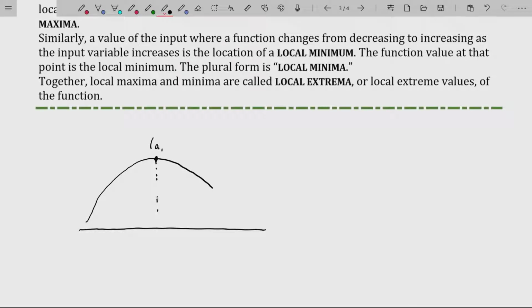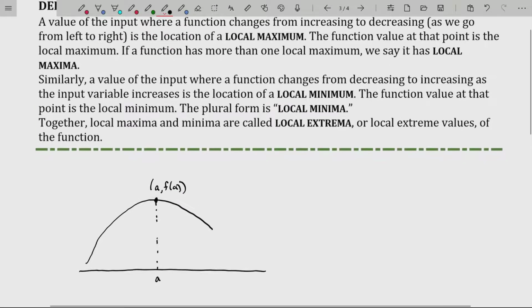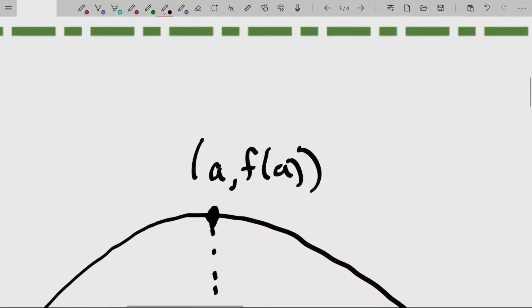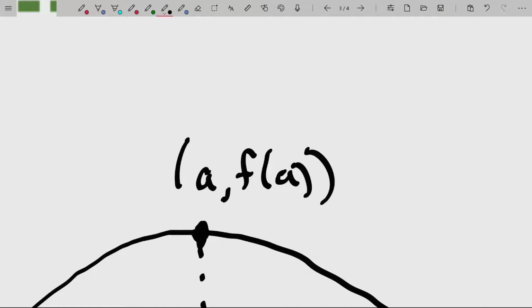Maybe it has an x value of a and a y value of f evaluated at a. And again, the x value is a. So, going back to the definition, a value of the input, or an x value, where the function changes from increasing to decreasing, as we go from left to right, is the location of a local maximum. So this point right here would be called a local maximum. I'm going to write that in here.